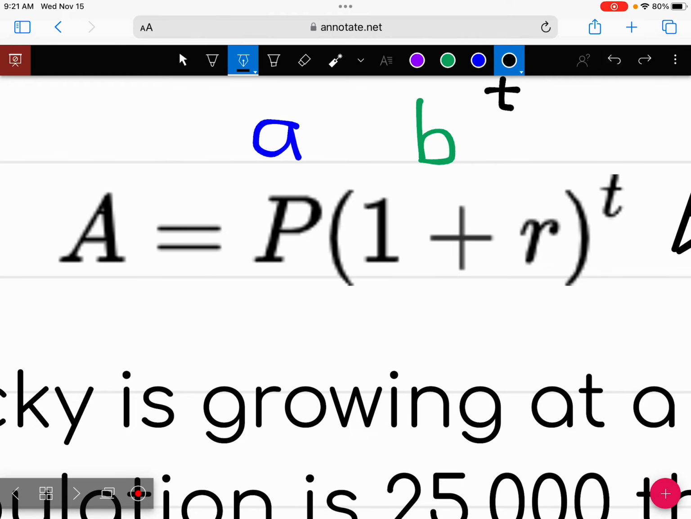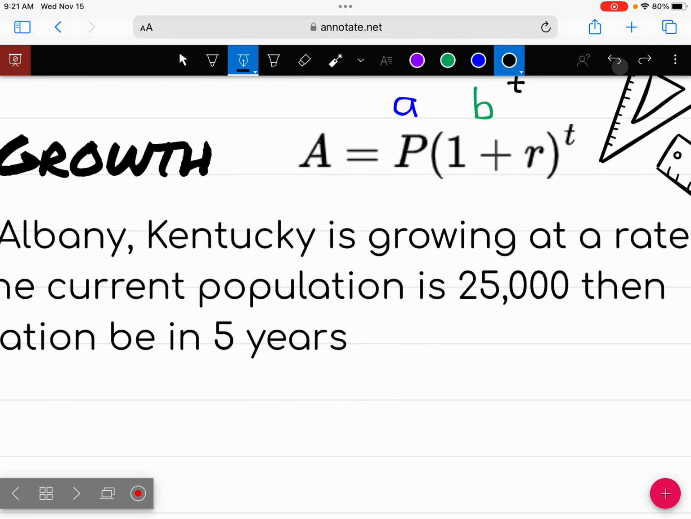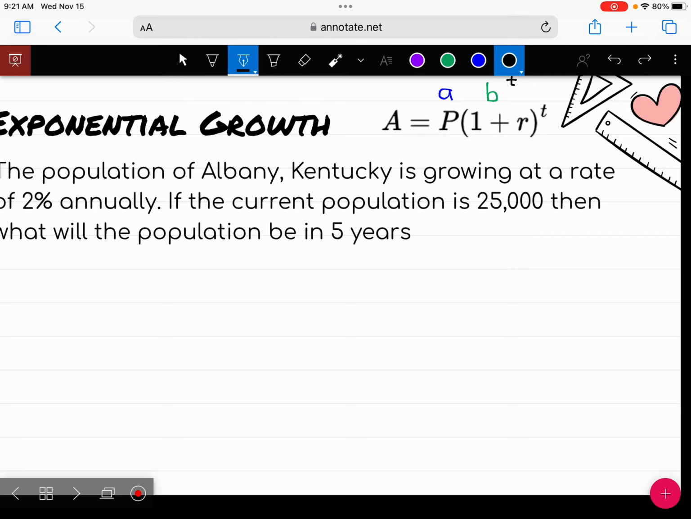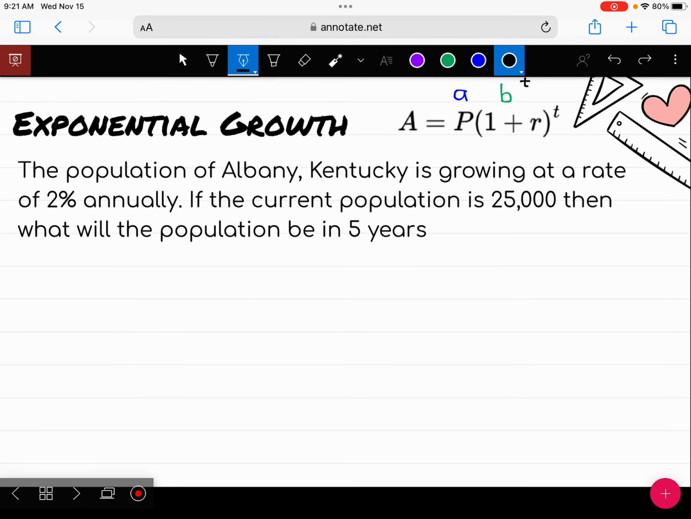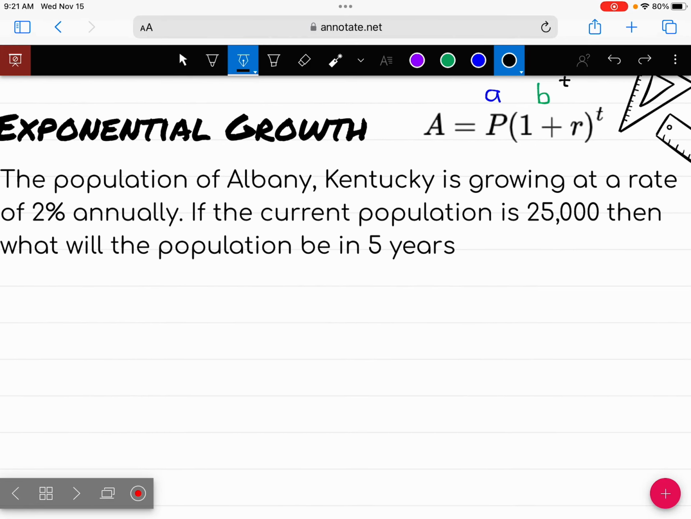So we're going to use the pieces in our paragraph here that luckily you don't have to copy down to build these. So we've got the population of Albany, Kentucky, growing at a rate of 2% annually. If the current population is 25,000, what will the population be in 5 years? What is our equation going to look like?